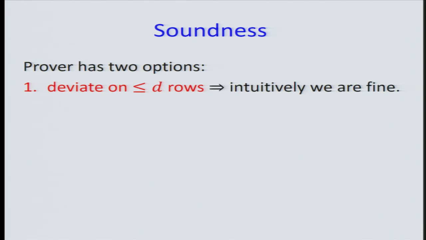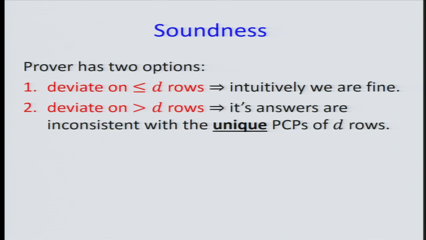So for now, I want to assume that there's only one false statement. You are still assuming there's one false statement? Yes, let's do that. I think it's easier to do differently. So one false statement, and let's look at the deviation versus the honest PCP. Is it on more than D or less than D? If it's less than D, because our checksum had size D, intuitively, we are OK. Now, the interesting case is, what if the prover deviates on more than D of the rows? So it answers in some way that makes the PCP verifier accept, but is not the actual correct way, even though these are true statements.